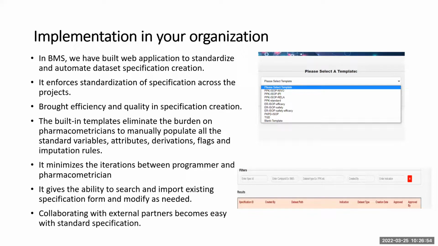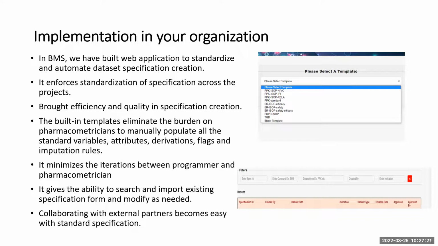The main thing to build anything or automate anything is you need the input to be standard. So if you have a standard spec that has the minimum amount of variables common across the projects, then you can build something like this. It enforces standardization of spec across the projects, regardless of the TA, and brings efficiency and quality in the spec creation.